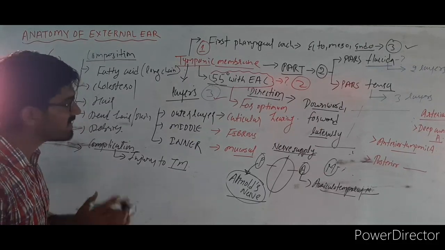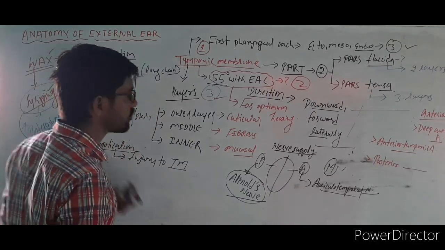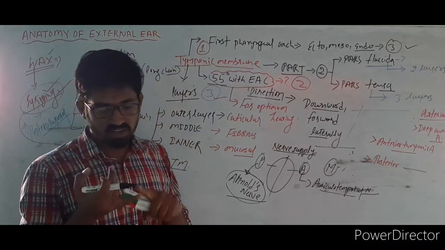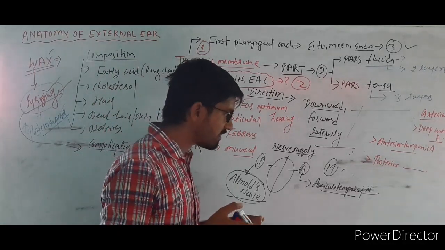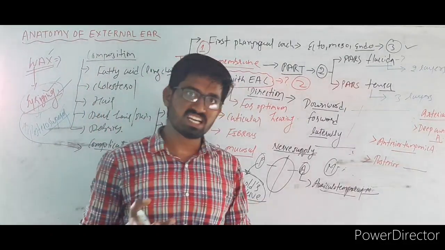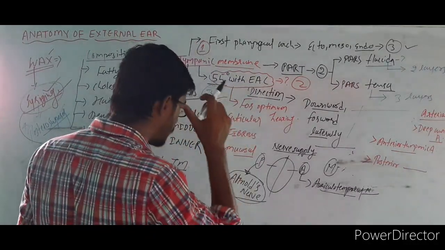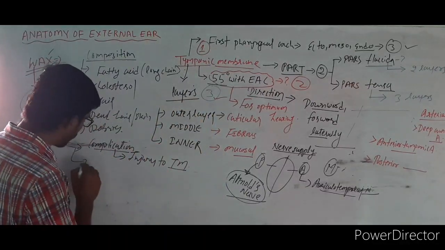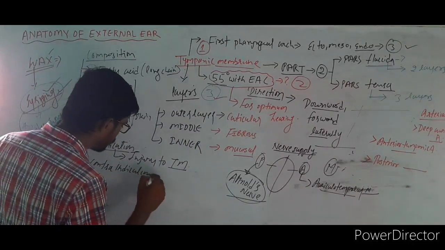Tell me the contraindications of syringing. If there is acute inflammation, we should not do it. If there is a perforation of the tympanic membrane, we should not go with this. If there is ear discharge, we should not go with this. So these all are the contraindications.